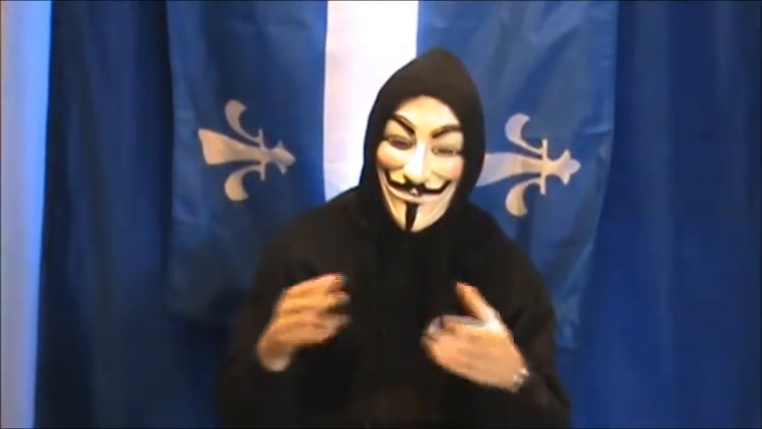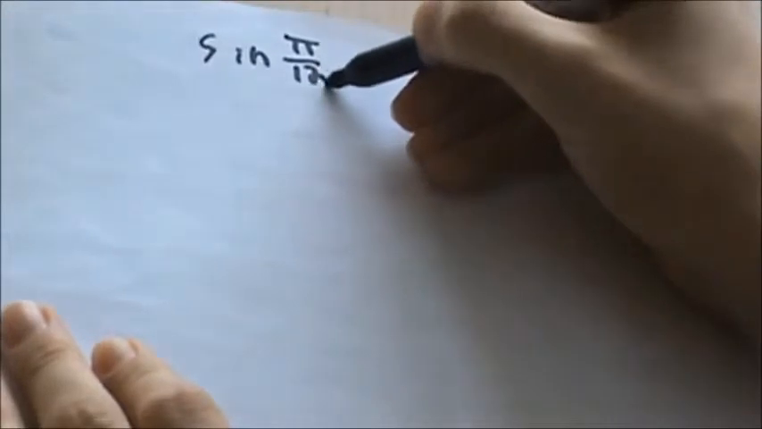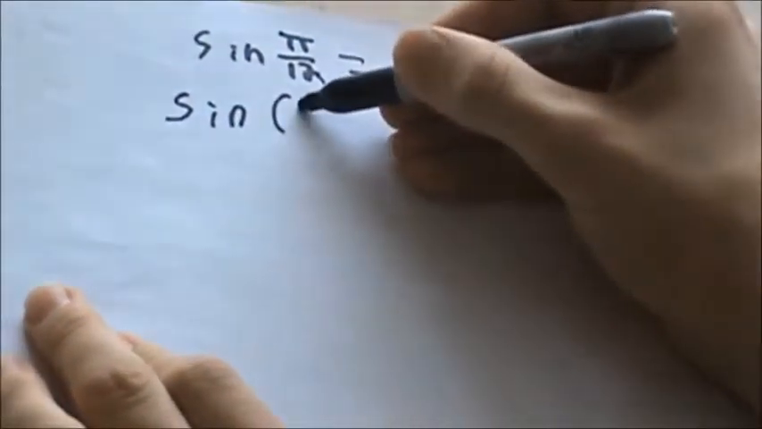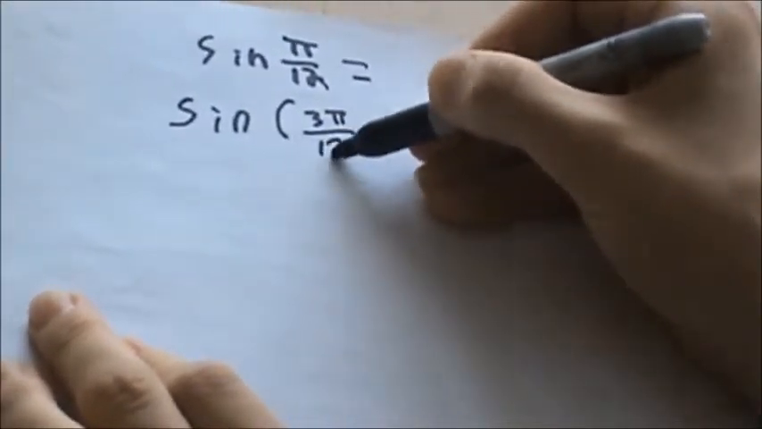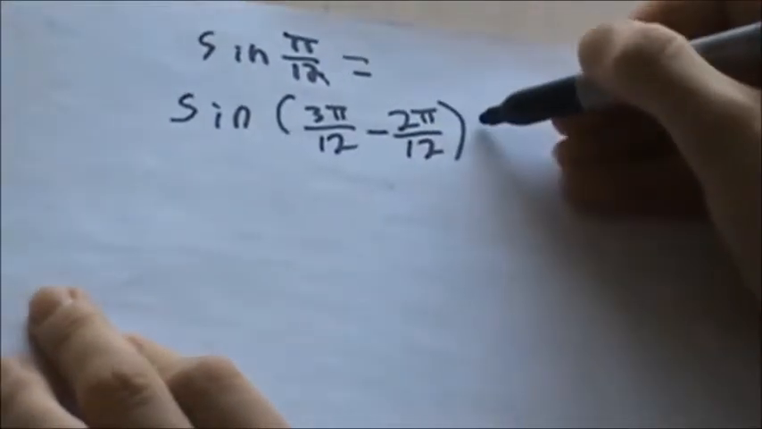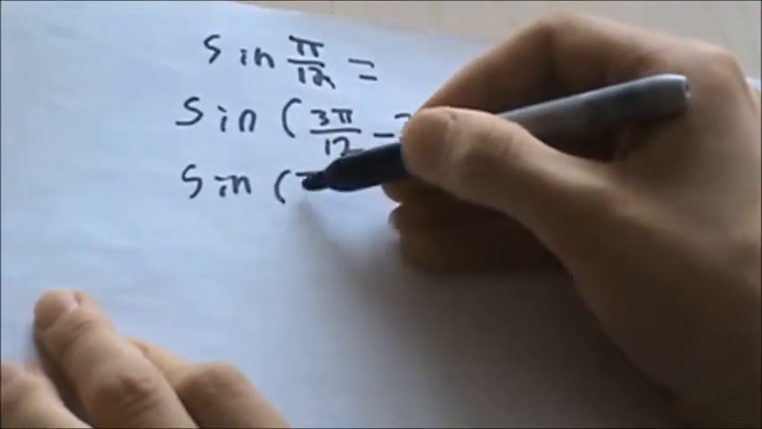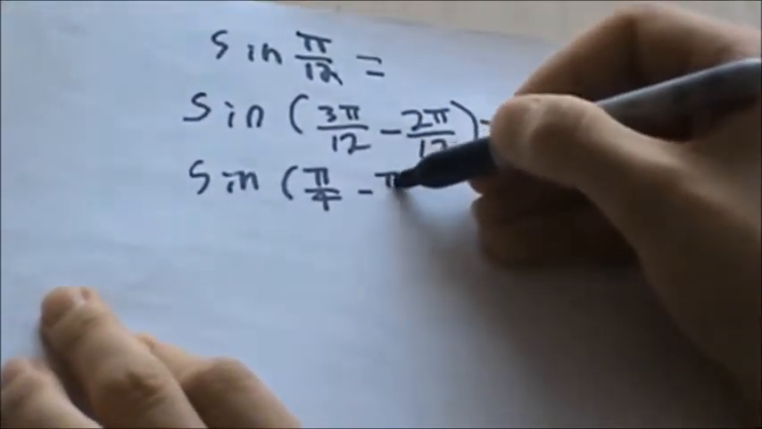Determine the exact value of sine pi over 12. You have 35 seconds. Okay, first, sine pi over 12 is the same as sine of 3 pi divided by 12 minus 2 pi divided by 12. This is the same, if you simplify it, as sine of pi over 4 minus pi over 6.